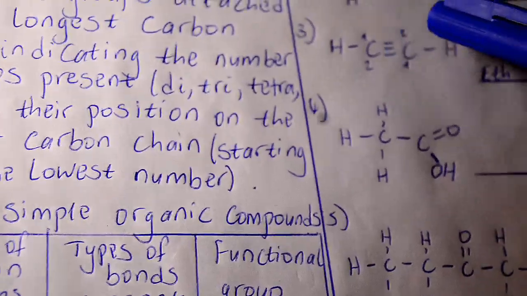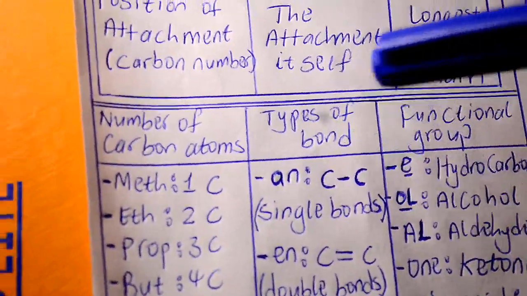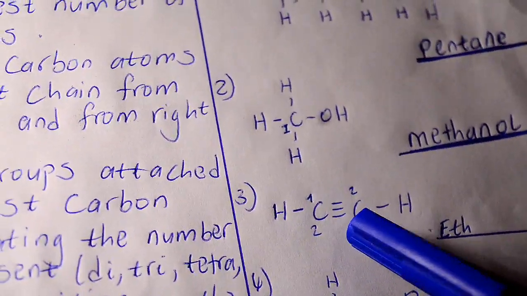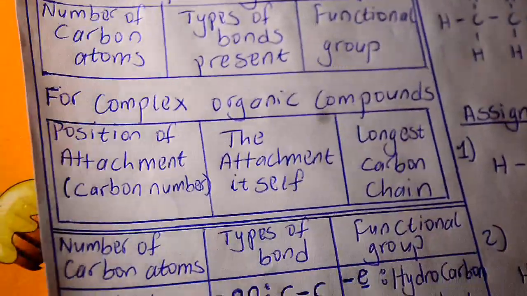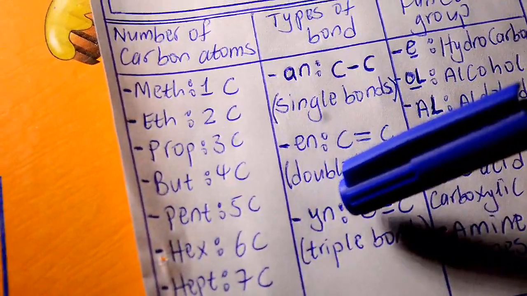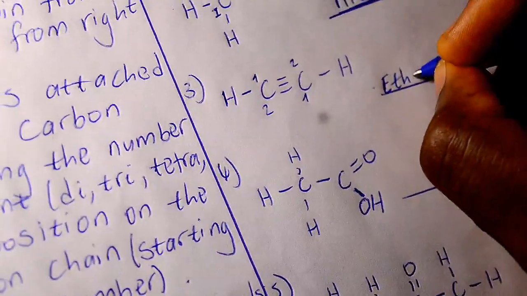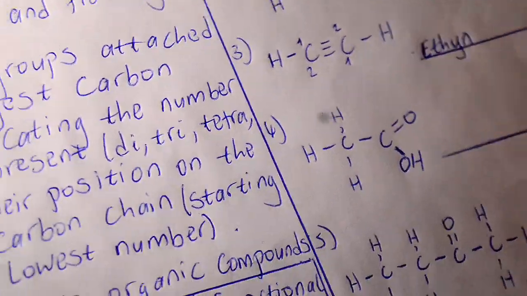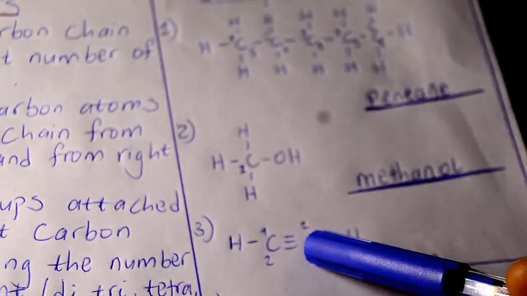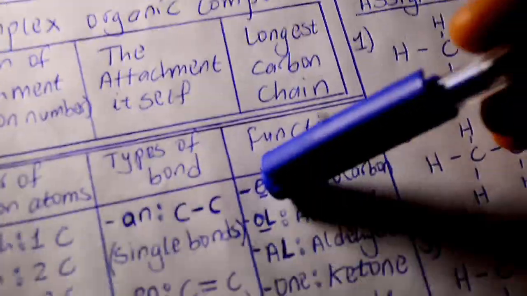Now, types of bond present. The types of bond present here are carbon to carbon triple bonds. So the name must contain a YN. So it's ethyne. And it's a hydrocarbon because it contains only carbon and hydrogen. So you put the E.